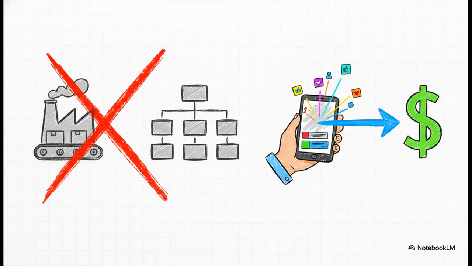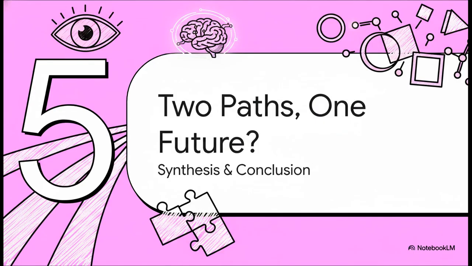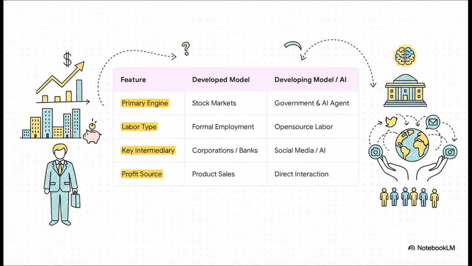Profit is no longer just a side effect of making a product or shipping a physical good. In this model, the digital interaction is the source of value. It completely changes the game. Okay, let's pull back and look at the whole picture one last time now that we have all the pieces in place. This chart just puts it all in such sharp contrast. The developed model runs on the stock market, powered by formal employment through big corporations. The emerging model, on the other hand, runs on government direction and AI, powered by a much more flexible, open-source labor force connected through social media. One sells products, the other monetizes direct interaction.